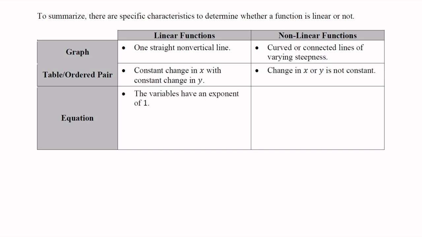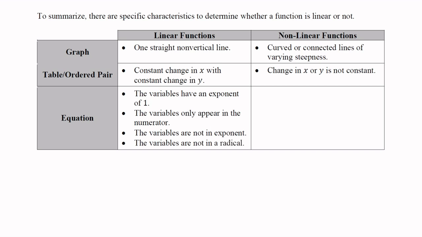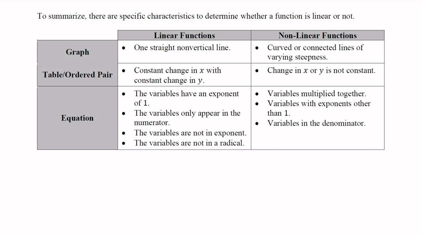And for an equation, linear functions must have variables with an exponent of 1. The variables only appear in the numerator, the variables are not in the exponent, and by the way, the variables are not in a radical either. Nonlinear functions have variables multiplied together. They feature variables with exponents other than 1. They feature variables in the denominator. They feature variables in the exponent, and they can feature variables inside of a radical.